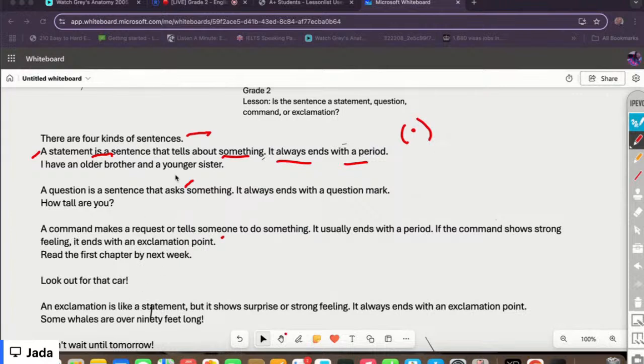We have an example here which says, I have an older brother and a younger sister. A statement will tell us about anything. It could be, I am 4 years old, with a period. So you have to remember that it's always going to end with a period. Do not forget that.